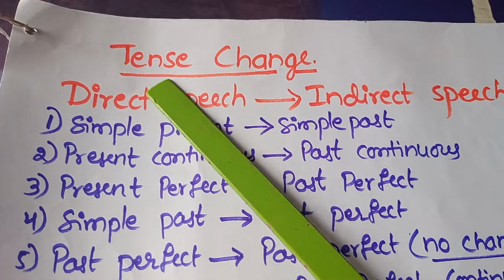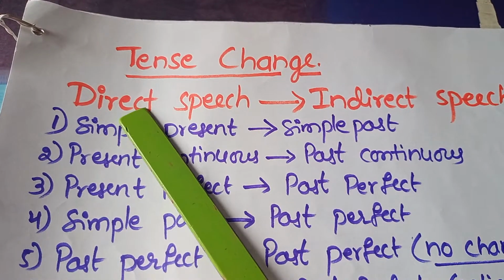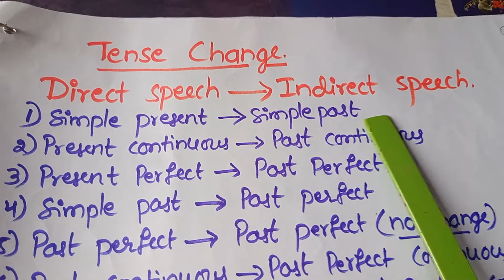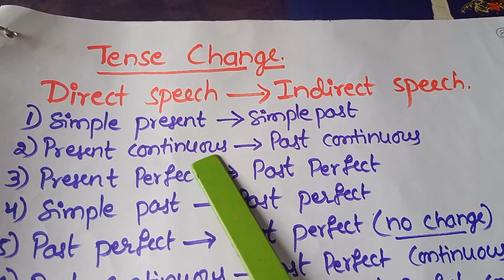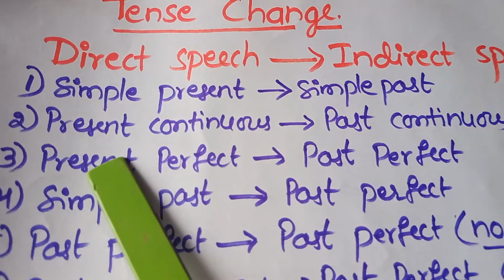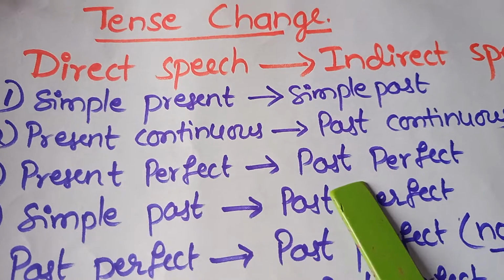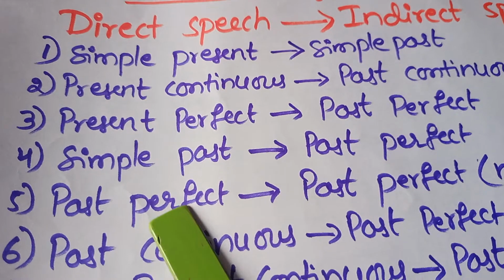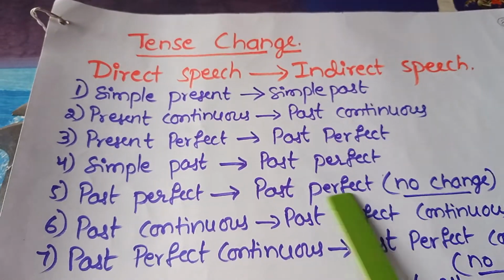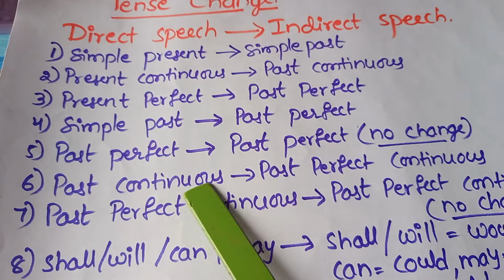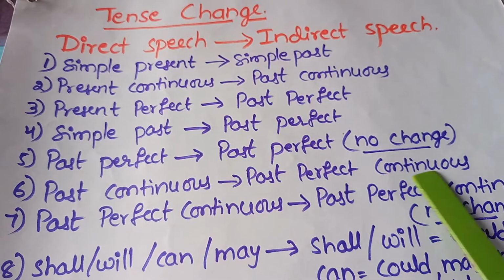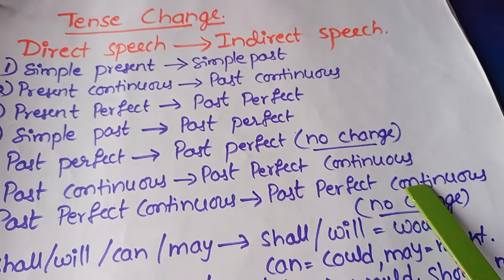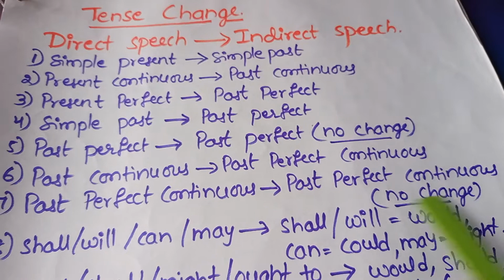Tense change. See here, change of tense from direct speech into indirect speech. Simple present will be changed into simple past. Present continuous changes into past continuous. Present perfect changes into past perfect. Simple past into past perfect. Past perfect into past perfect, there will be no change here. Past continuous becomes past perfect continuous. Past perfect continuous stays past perfect continuous, here there will be no change.